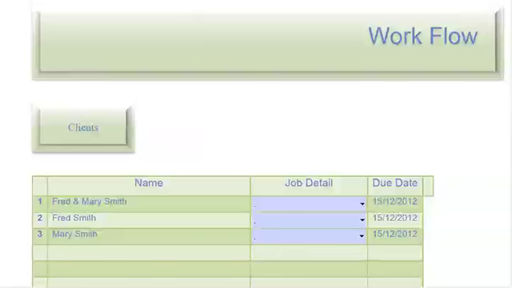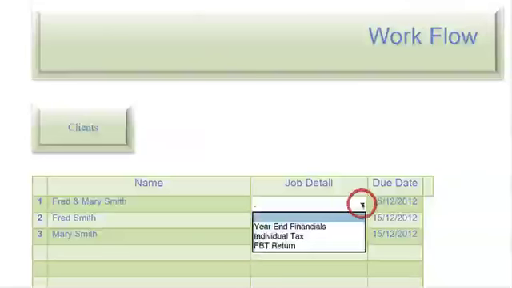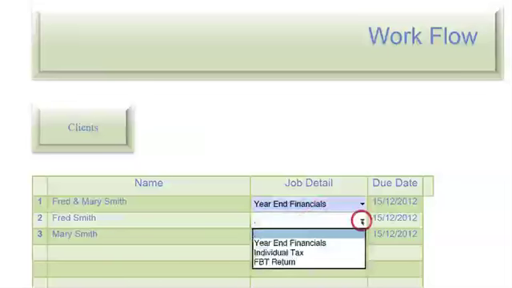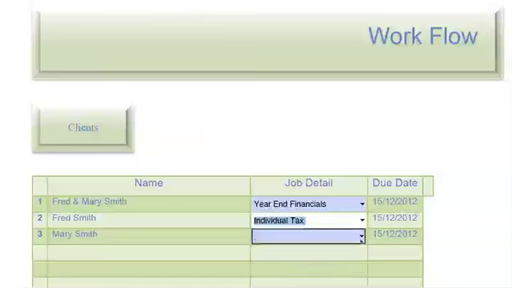There's Fred and Mary Smith, the partnership tax return and financials. There's Fred Smith, the individual, and Mary Smith, the individual. In this case, then, there are effectively three tax returns. So what you would do is allocate it to those clients, and then you would allocate the job to that client. So year-end financials for Fred and Mary Smith, individual tax return for Fred Smith, individual tax return for Mary Smith. Now, what this does is it creates the job.